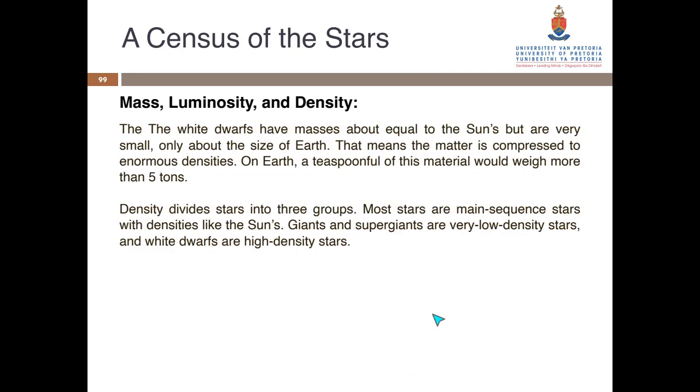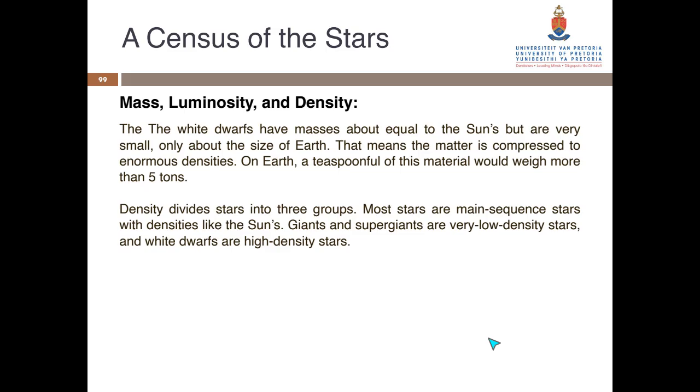The white dwarfs have masses about equal to the sun's, but are very small, only about the size of Earth. That means that matter is compressed to enormous densities. On Earth, a teaspoonful of this material would weigh more than 5 tons.